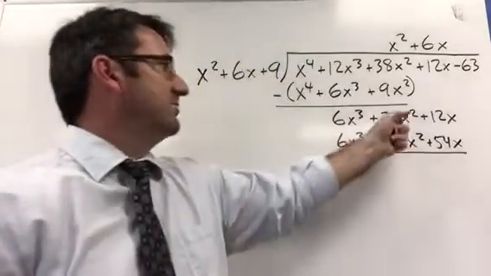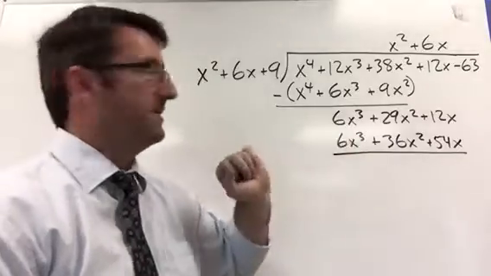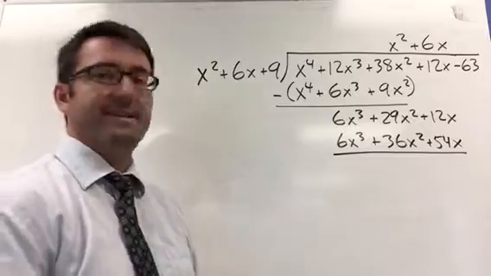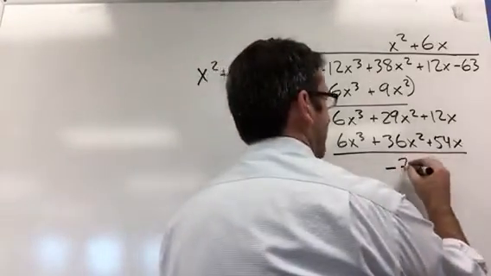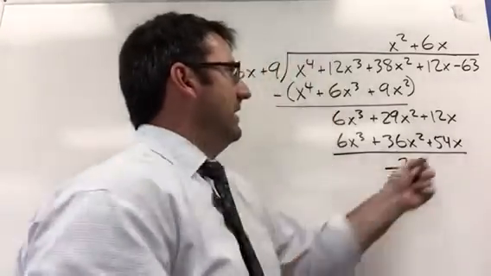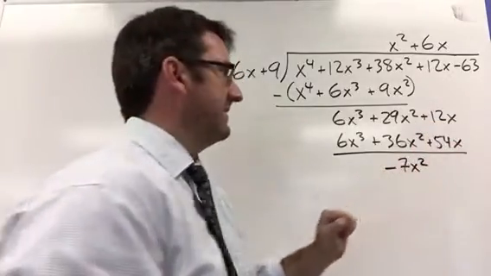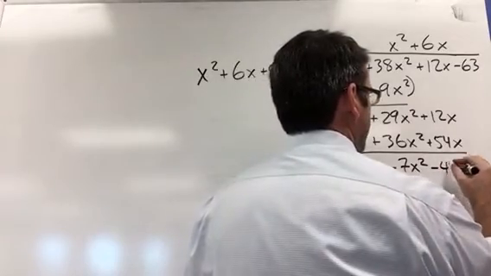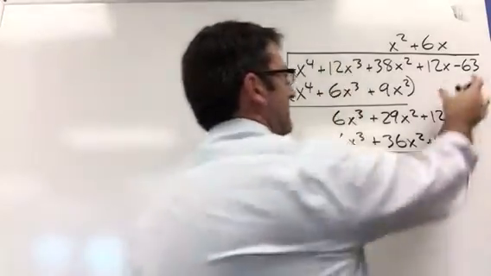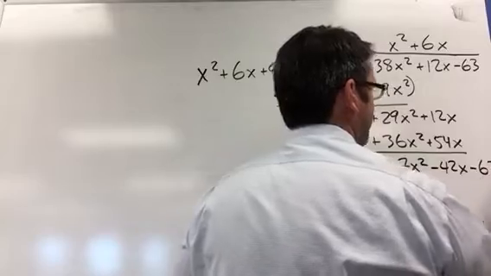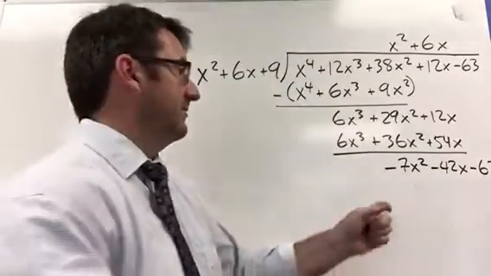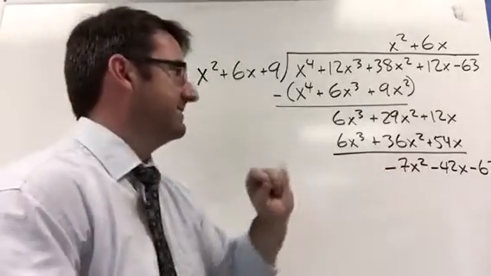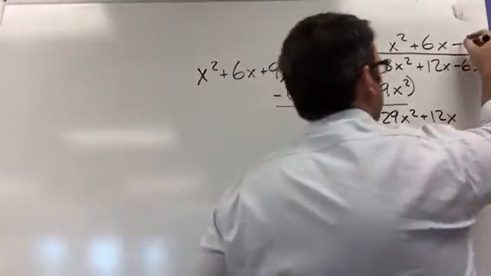Subtract those. 6x cubed minus 6x cubed is 0. 29x squared minus 36x squared gives us negative 7x squared. 12x minus 54x is going to be negative 42x. And then we'll drop down this negative 63. All right, one more time. What do we need to multiply x squared by to get negative 7x squared? Well, that's going to be negative 7.